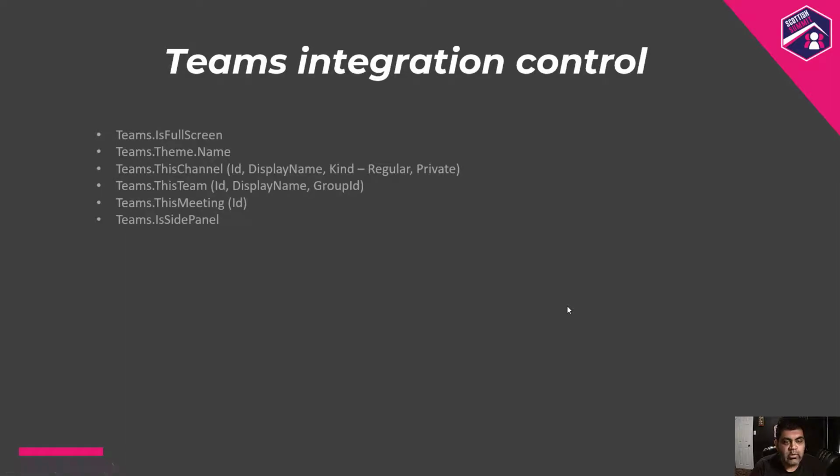The Teams integration control is what we saw in the last slide. That gives you access to not just the Teams theme, but a lot of other properties. Like you can see if an app is in full screen mode or not. You can get the channel ID and the team ID. You can also get a meeting ID because now you can add Power Apps to a meeting as well. And then you can get access to information like if a user is accessing the app in a side panel in a meeting. And these become useful because you can have certain functionality that is available only when an app is added to a meeting, as an example.